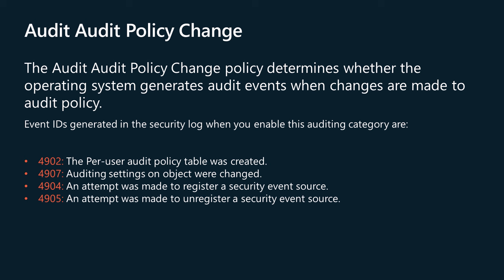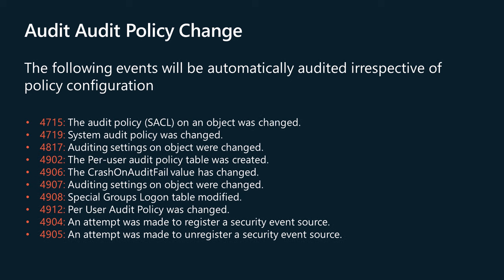4902, the per user audit policy table was created. 4907, auditing settings on object were changed. 4904, an attempt was made to register a security event source. 4905, an attempt was made to unregister a security event source. The following events related to audit policy changes are written to the security log regardless of the audit policy change policy configuration.